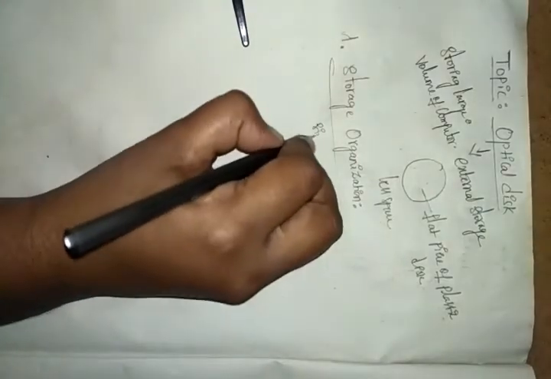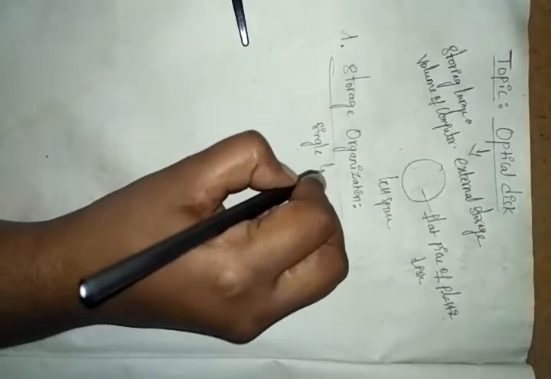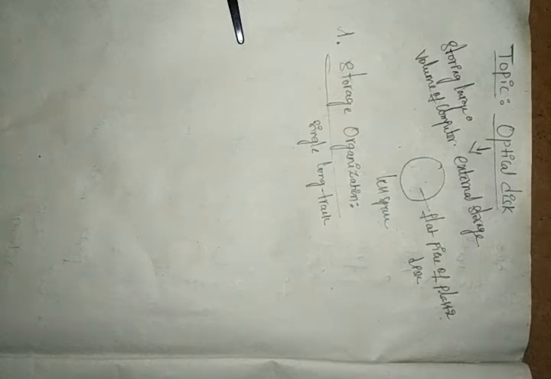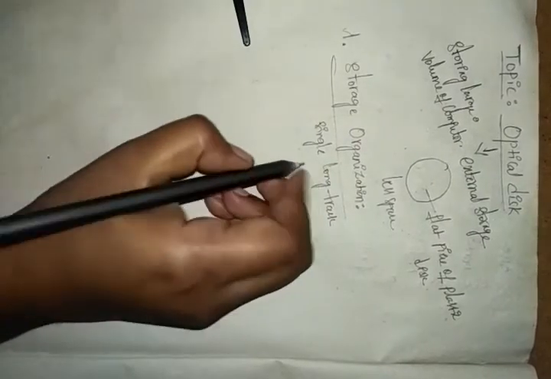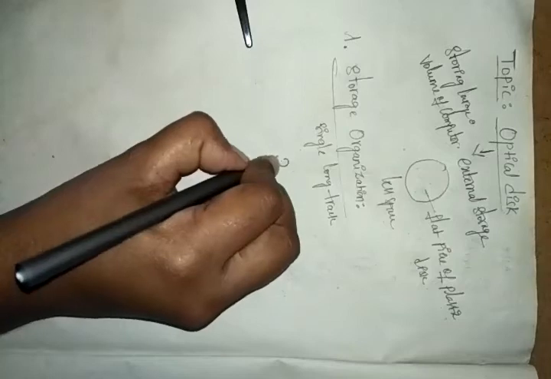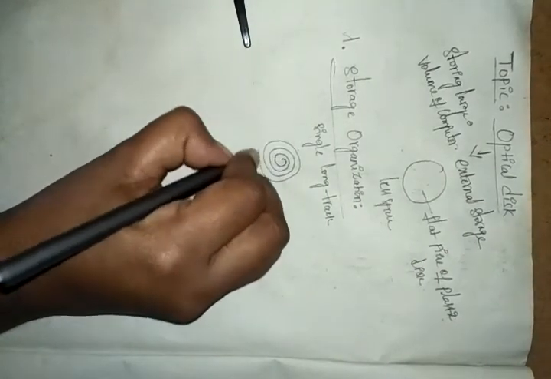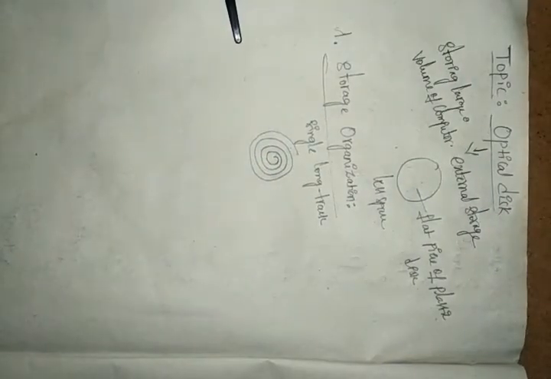It has a single long track, and it begins at the outer edge and spirals inwards to the center. So here it has the outer edge, and like this we have one long track.